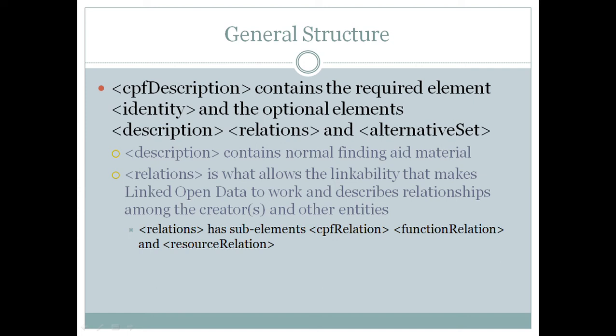and function relation is going to be your link to what function, what role did this person play in a business or some sort of society. What kind of roles did this person play in larger bodies of people. Resource relation is links to other resources. It could be other collections. It could be resources about the creator of this collection, resources about his role in his occupation, or any kind of information about the collection.